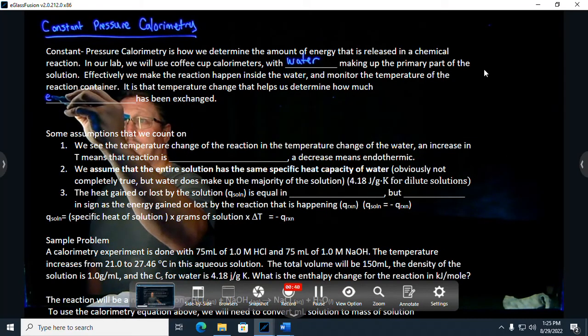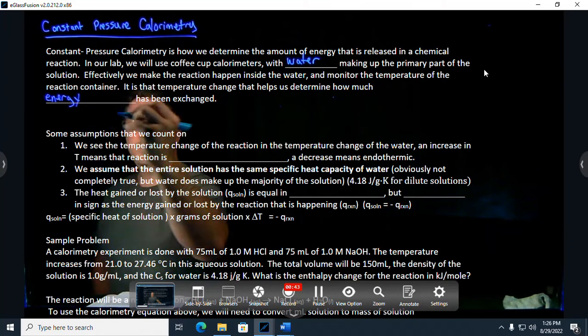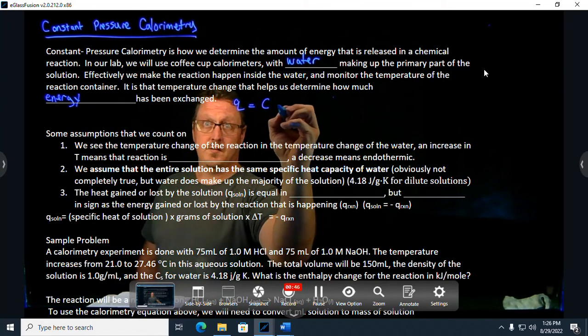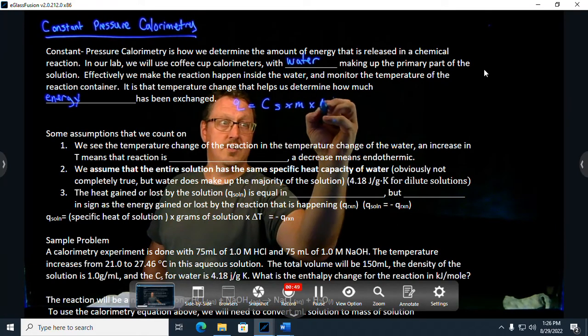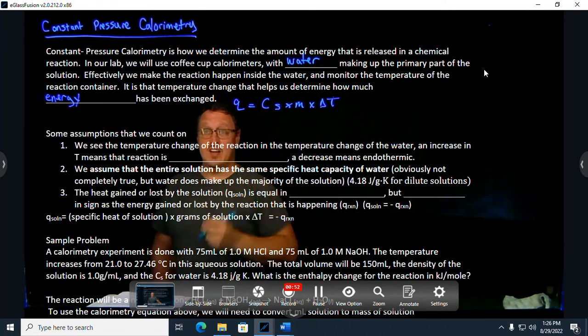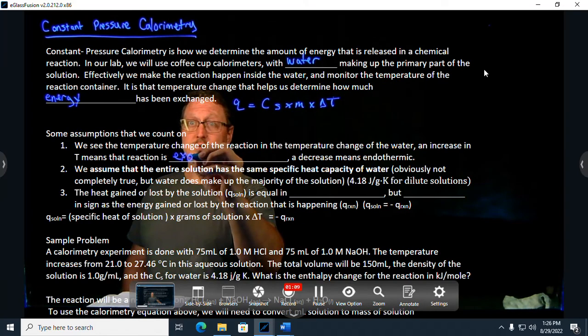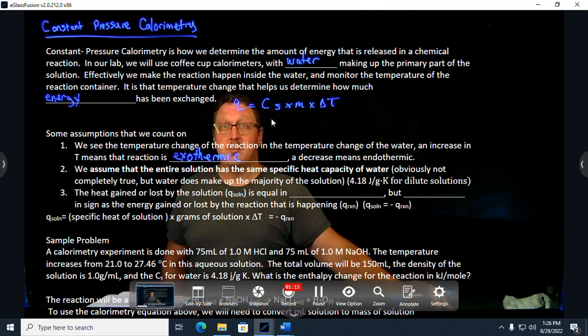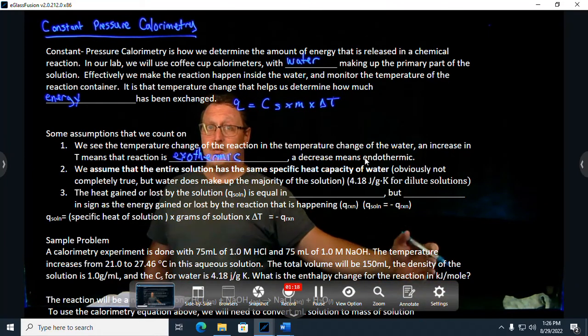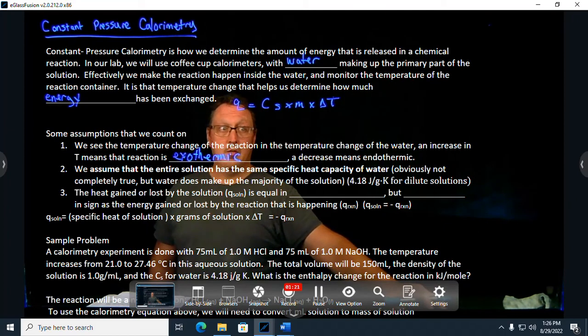So now we're going to use the Q equals Cs times m times delta T equation. And so that's kind of how this is going to play out. Now there are some assumptions that make this work for us. We see the temperature change of the reaction in the temperature change of the water. An increase in the temperature means that the reaction is exothermic. So if the temperature goes up inside the calorimeter, that means that it was an exothermic reaction. If the temperature goes down, that means it's endothermic. Okay, and so that's how that plays out.